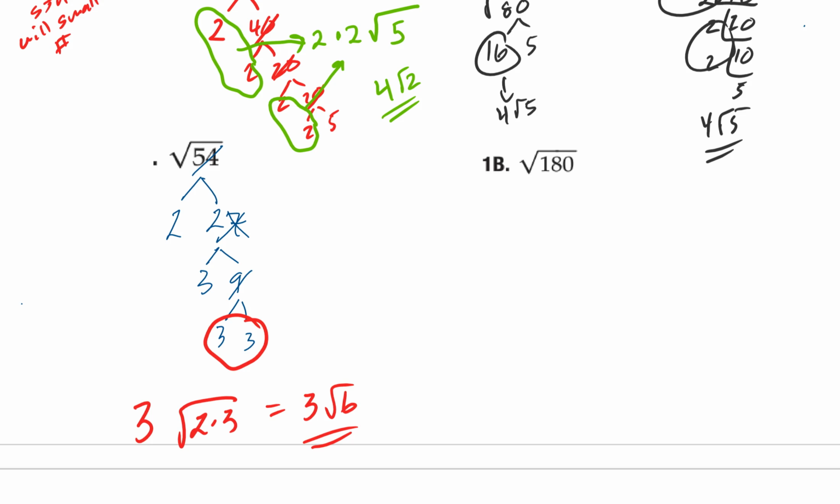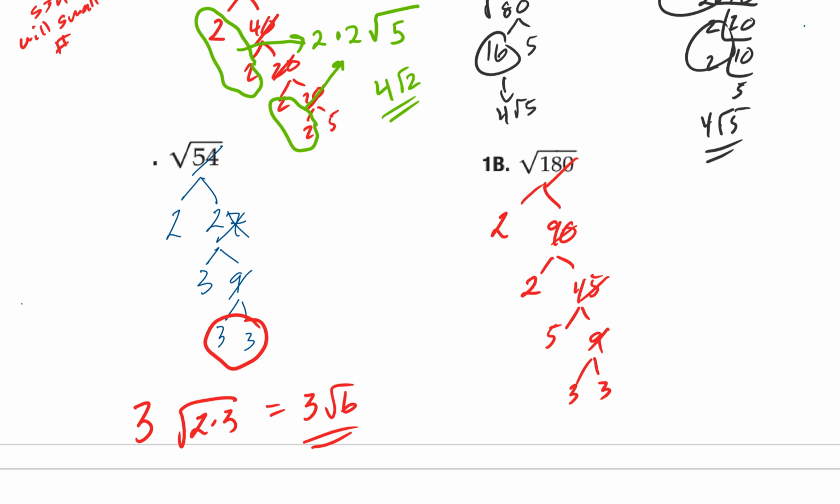I'm going to do 180. So again, most people here probably go like 18 and 10. Whatever. I do it my way. 2 and I go 90. I go 2 and 45. Oh, 5 goes in there and 9. And then again, I know what 9 is, but I'm going to put 3 and 3 this way so you can see it. These are all factored. And I get that.